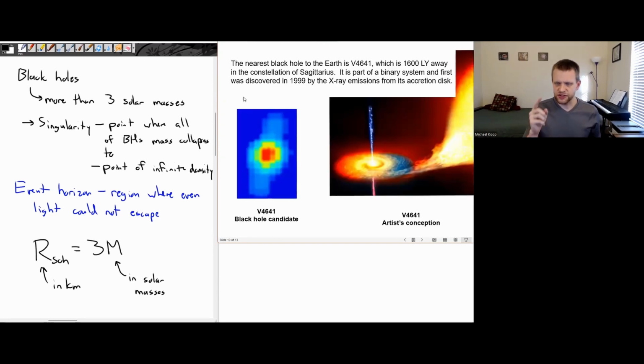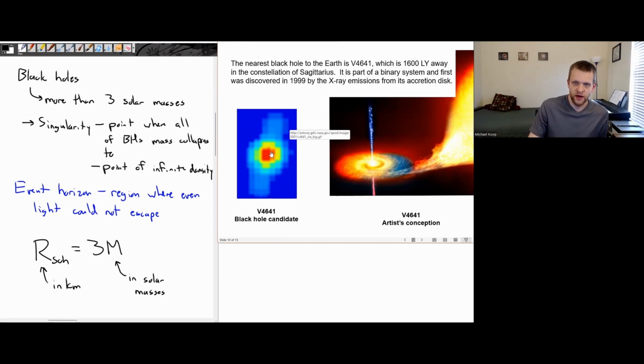This slide might no longer be accurate because there are some candidates. This hasn't been confirmed yet, but there are a couple of black hole candidates that are actually a little bit closer than this. But this is one of the nearest black hole candidates, V4641. I know, catchy name, but it's about 1,600 light years away, and it was detected by its X-ray emissions in around 1999. Again, this is the artist conception, and this is the X-ray image.